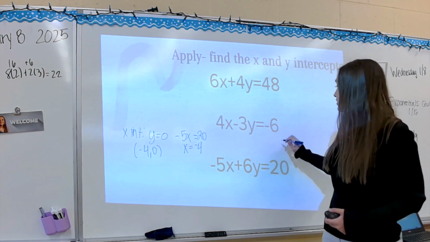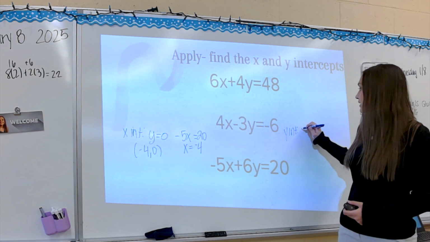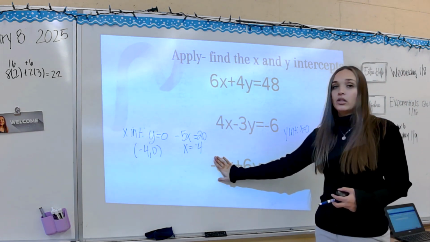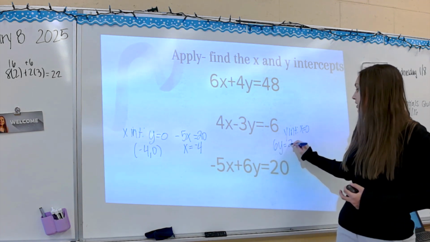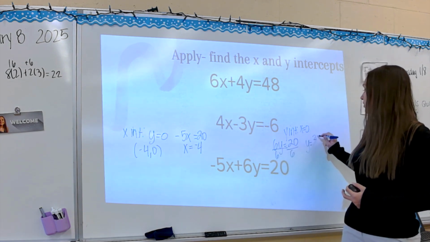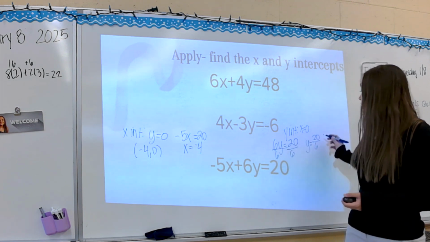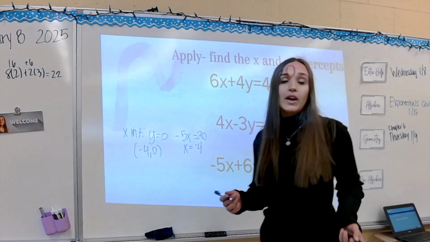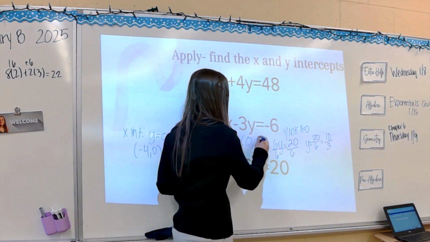Now I'm going to do the y-intercept. Y-intercept is when my x is 0. So I'm going to be solving for the y. The x term is gone. Negative 5 times 0 is 0. It's gone. So I get 6y equals 20. Divide by 6. And I get y equals 20 over 6. But once again, we want to simplify. So I'm going to divide both by 2. And I get 10 over 3. So my y is 10 divided by 3. So my y-intercept is going to be 0, 10 over 3.